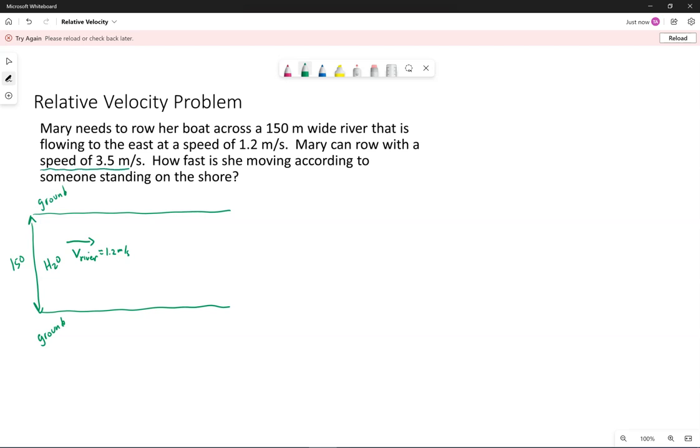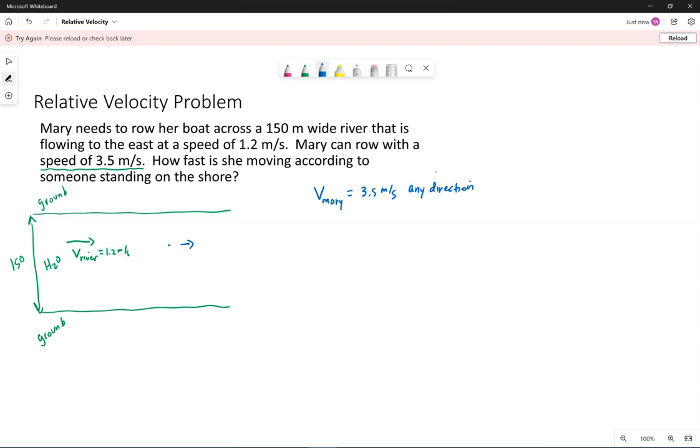Mary can row with a speed of 3.5 meters per second. V of Mary is 3.5, and technically she can row in any direction she wants. If she decides to row her boat east, her speed towards the east would be 3.5 plus 1.2. So she would be going much faster down the river. That's along the lines of walking on the moving sidewalk. But of course, she's not going to be able to cross the river that way.